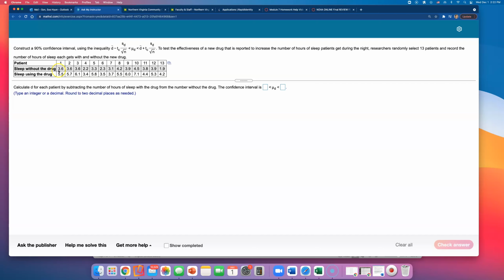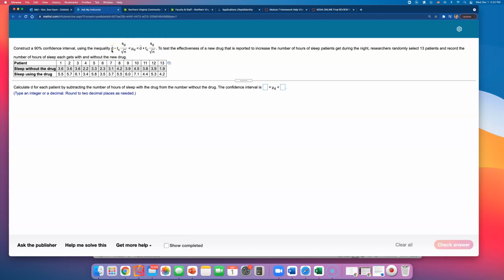So these people sleep without drug. And I think this is, well, is that how much they sleep per night? That's so small. All right, I better read this. So construct a 90% confidence interval using the inequality. So, I mean, that's the formula you can use. Yeah, you can definitely use that.